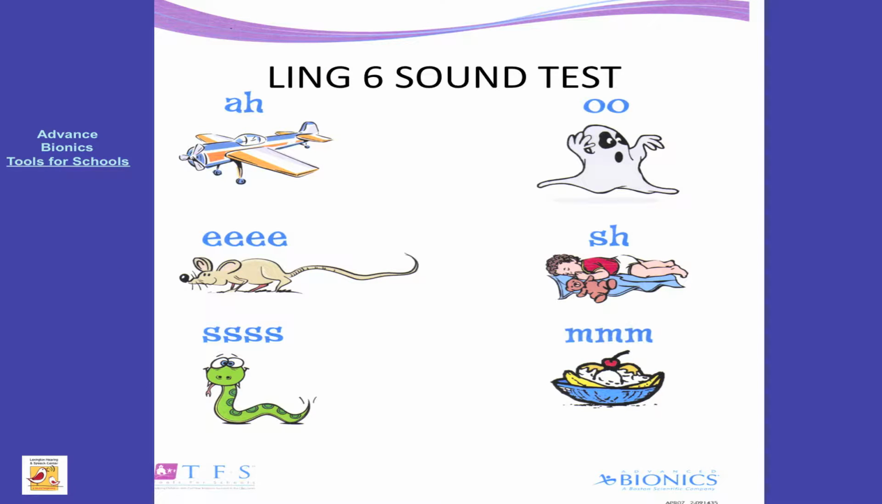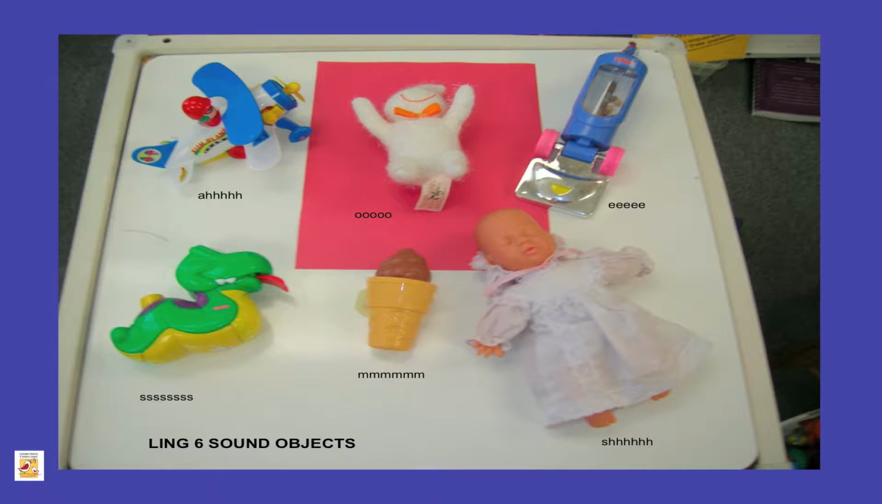Here is an example from Advanced Bionics of the Ling 6 sound pictures. You can go on their website and download these pictures. Here are objects representing the Ling 6 sounds. When you present the speech sound, the child will start associating it with an object.